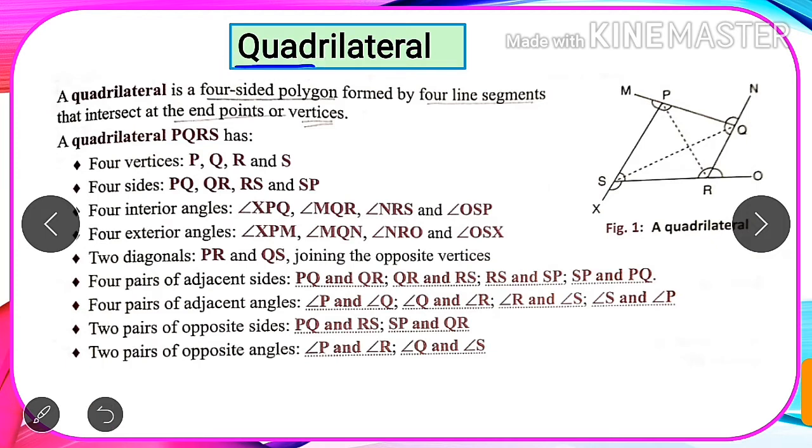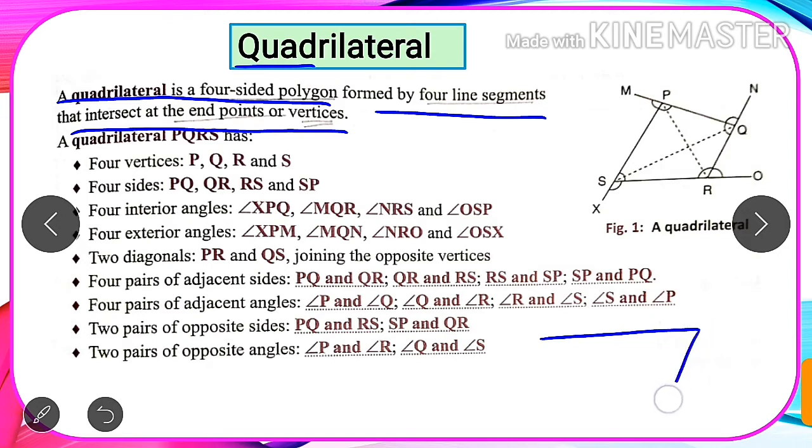Quad means 4. So we can say a quadrilateral is a four-sided polygon formed from four line segments that intersect at the end points or vertices. So here is one line segment, another line segment will be like this, another will start from the ending point of this, and this one will join like this. So these are the vertices. So all together we have four vertices and the sides are 1, 2, 3, 4. We have four sides. So like this we can draw a quadrilateral.